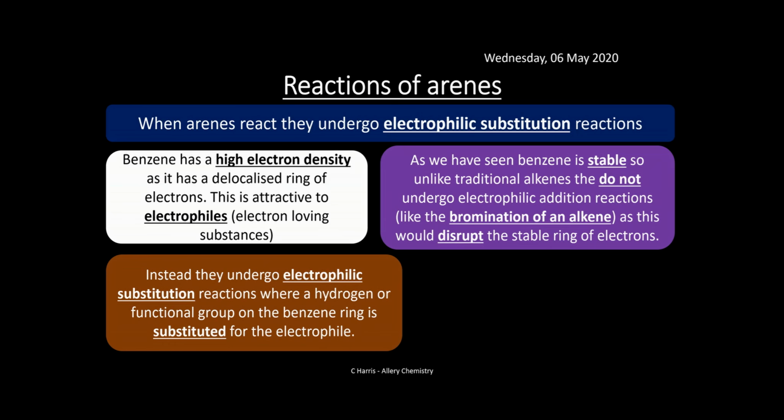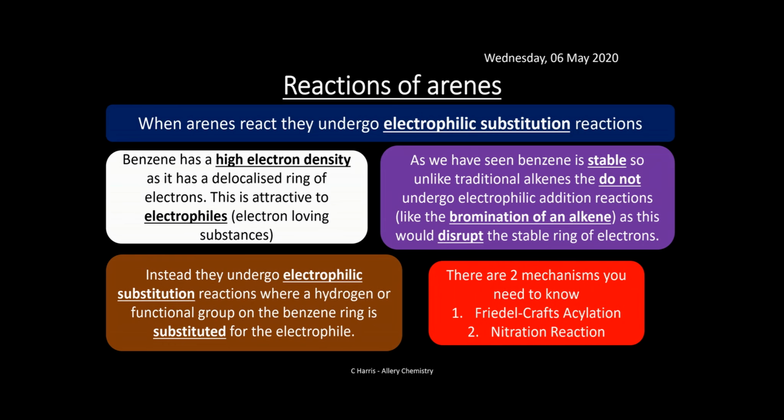So what they do is they undergo substitution reactions instead, and this is where one of the hydrogens on the benzene is replaced for another functional group, and this functional group would be the electrophile that we're reacting it with. And there's two mechanisms that we need to know for OCR. One is Friedel-Crafts Acylation, and the other one is a nitration reaction. So we need to know both of these and how they react. So let's have a look at the first one, which is Friedel-Crafts Acylation.